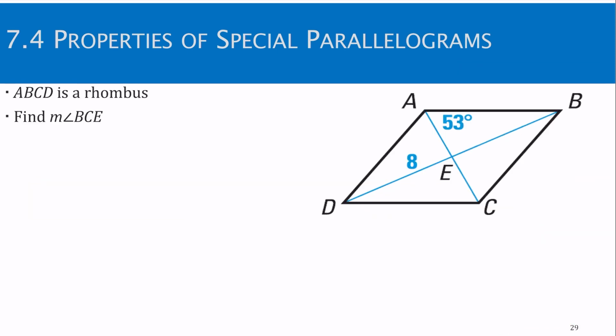All right, so we have a rhombus. Find the measure of angle BCE, so this one here. Well, if it's a rhombus, then the diagonals bisect the opposite angles, which means all four of those angles are congruent. So measure of angle BCE is the same as measure of angle BAE, which is 53 degrees.